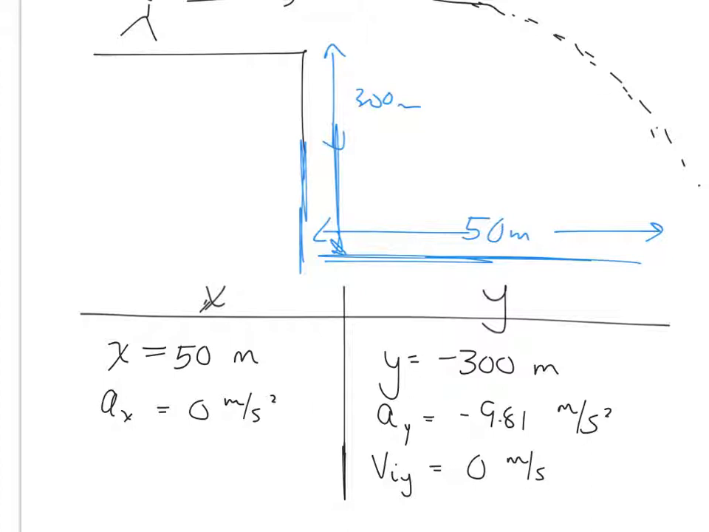I don't have to worry about acceleration. I don't care if he accelerated prior to that. What matters is from when he gets launched off the bridge. When he gets launched off the bridge, he's got some initial velocity. That's what we're trying to figure out in this problem.